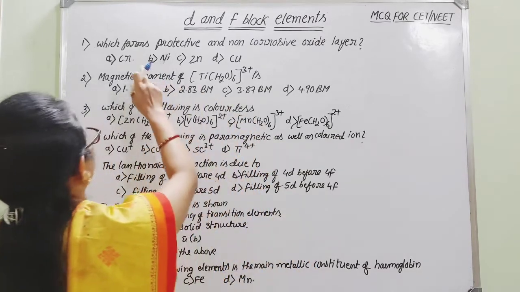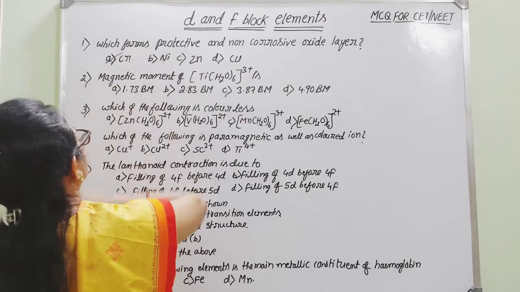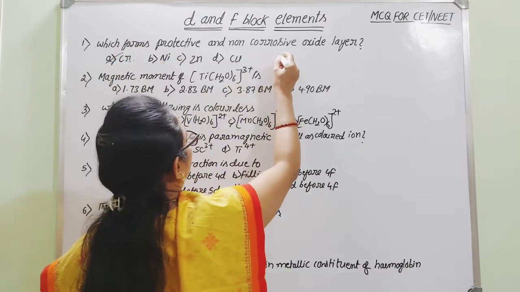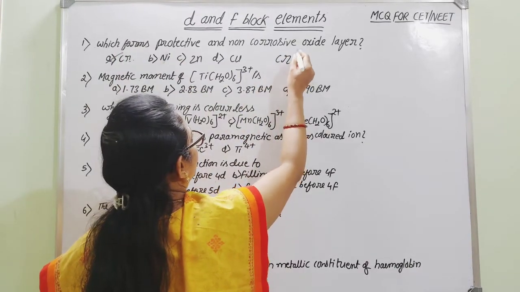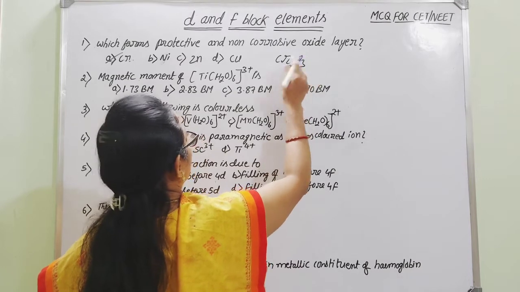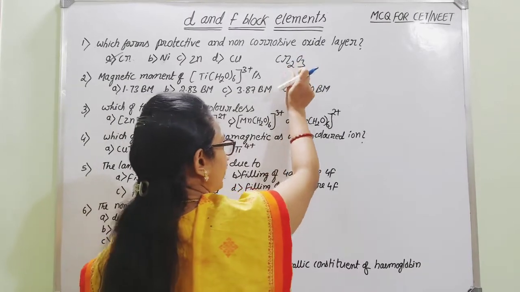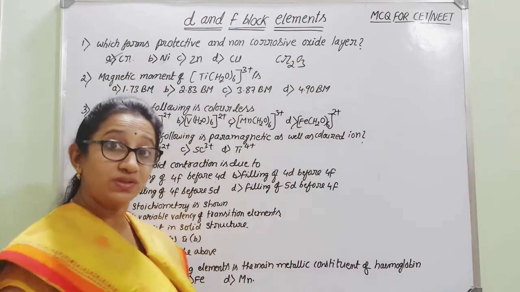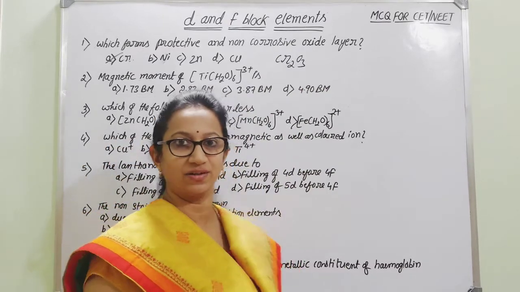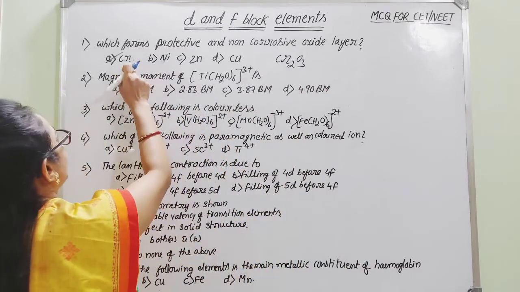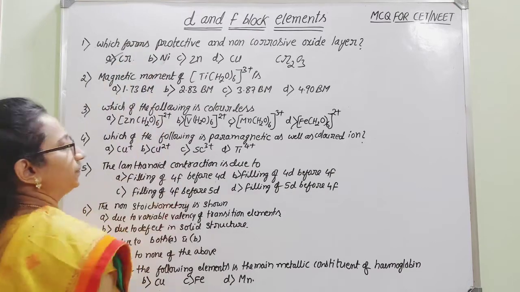Hence we can consider here among these four, chromium is the right answer, because when chromium undergoes oxidation, it gives chromium oxide, Cr2O3. But more importantly, this Cr2O3 is non-corrosive in nature. Therefore, which is the right option? Option A is the right option.